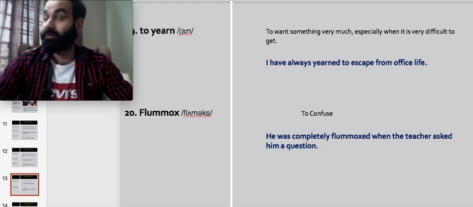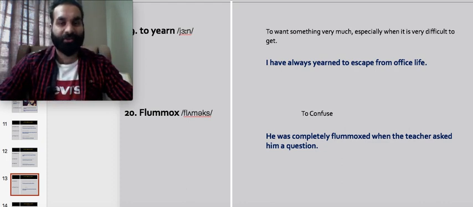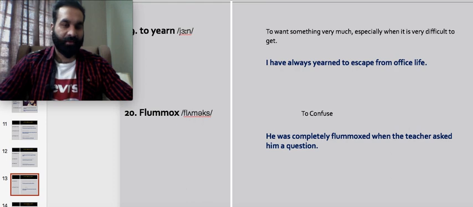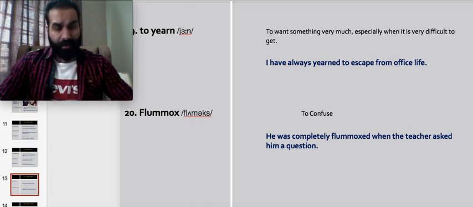An interesting word now, and the most important one I would say, that is flummox. Flummox. That means to confuse. He was completely flummoxed when the teacher asked him a question.